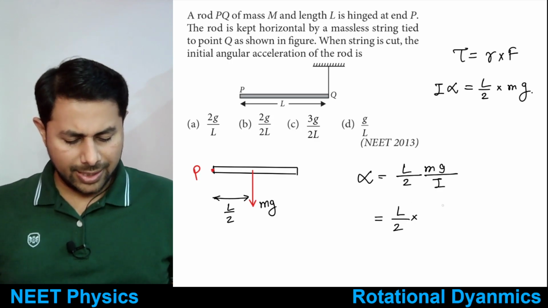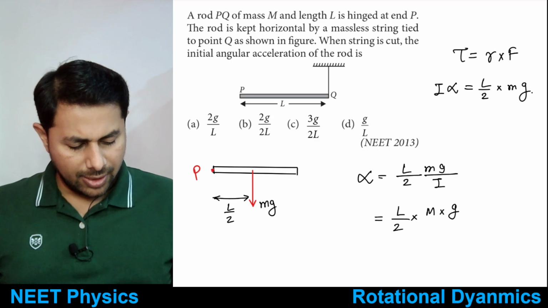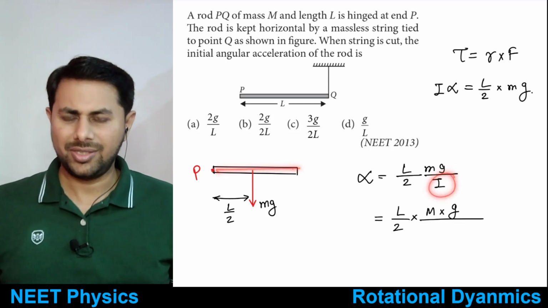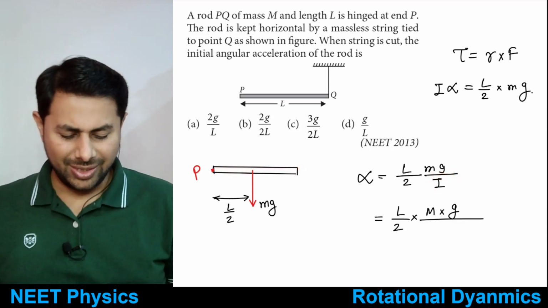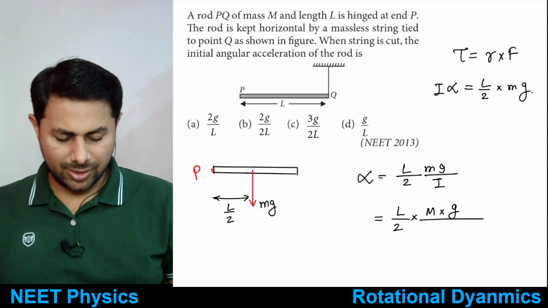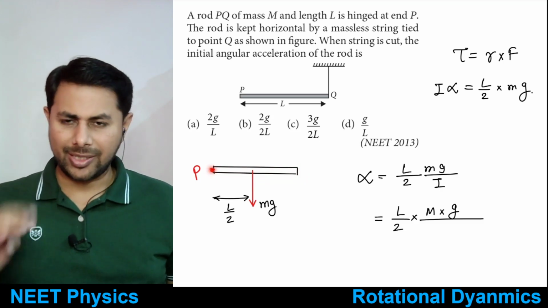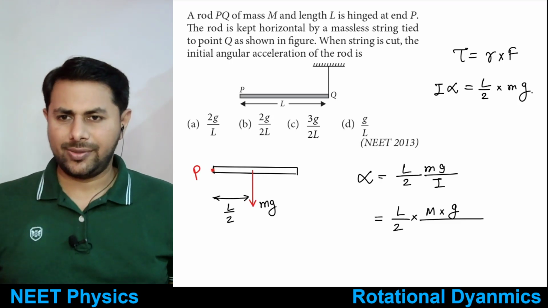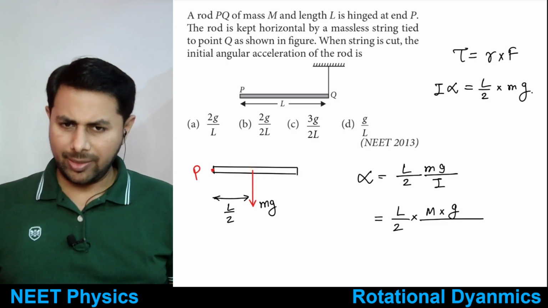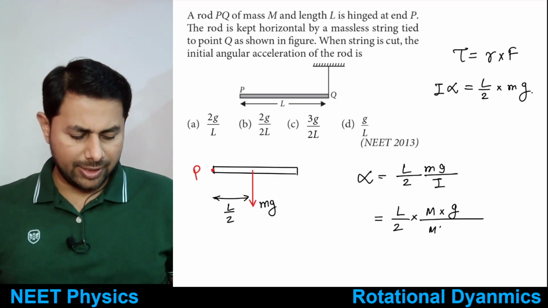So L by 2 mg, m is m, g is g, and then what is the moment of inertia of this rod? This is the question. What is the moment of inertia of this rod about an axis? So option C, let's check. About an axis which passes through one of its edges. We don't want the moment of inertia about the midpoint. It is ml square divided by 3, right? ml square divided by 3, good.